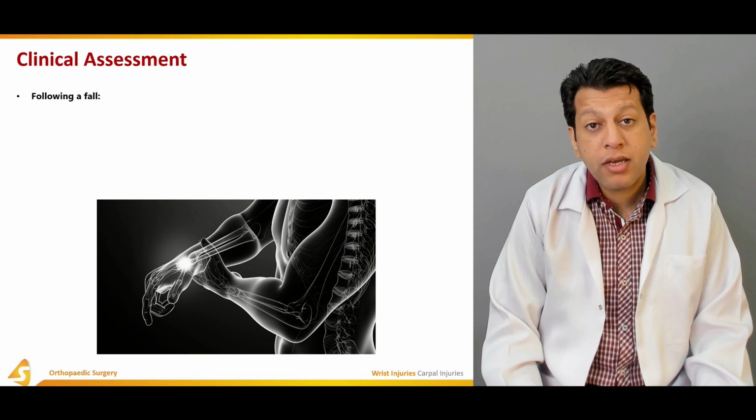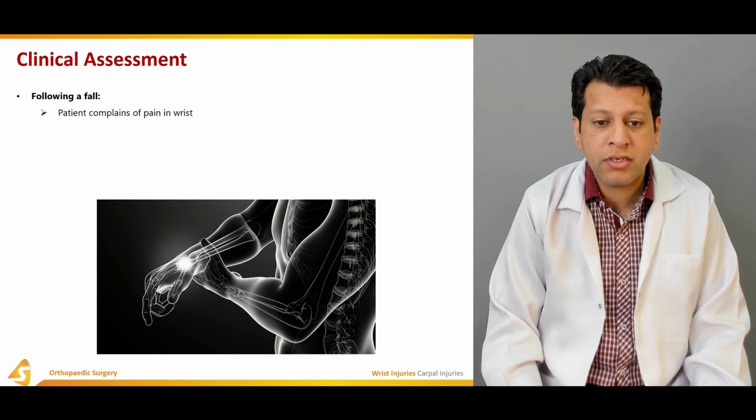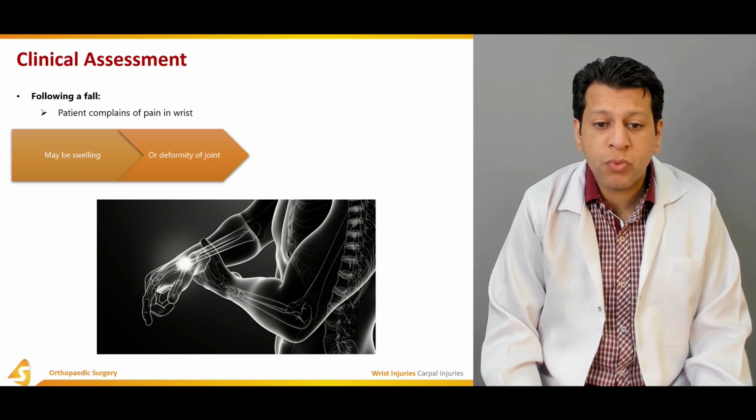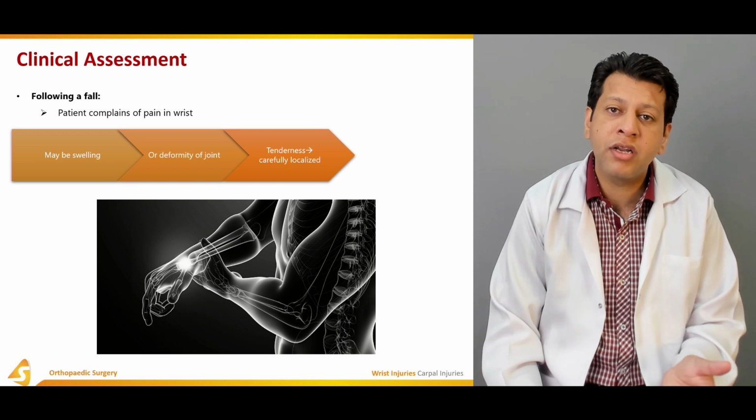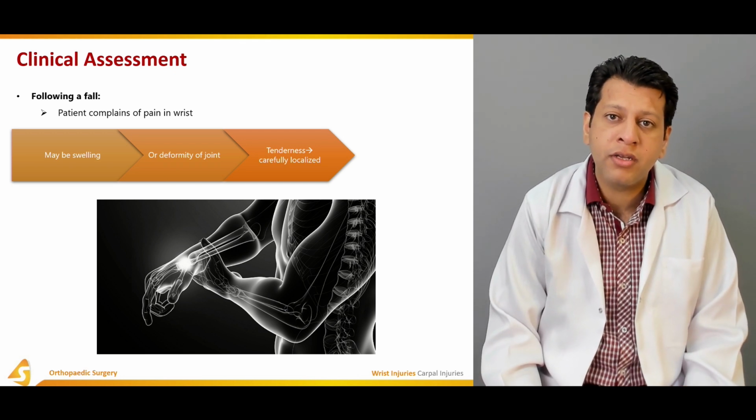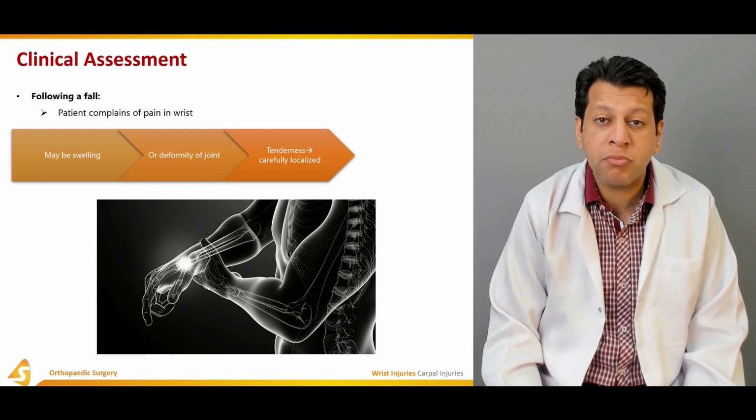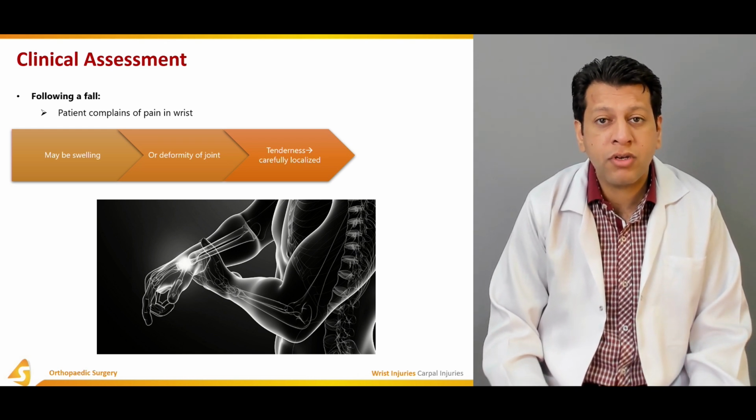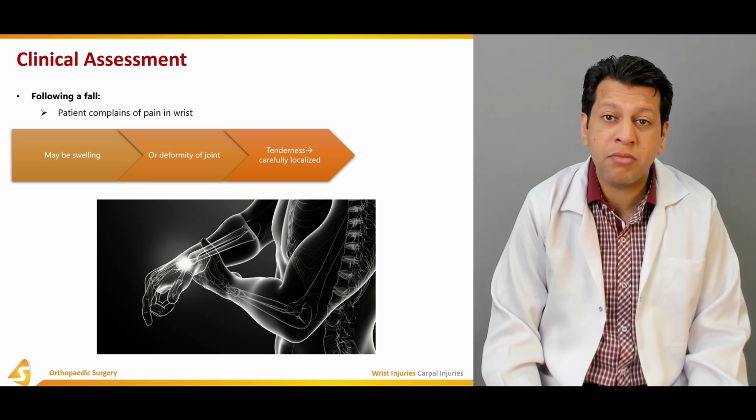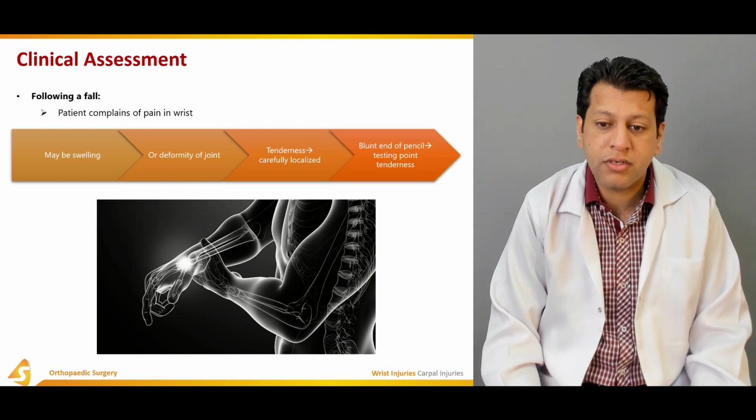Usually the most common mechanism is following a fall on an extended wrist, that is, on an outstretched hand. The patient complains of pain in the wrist, and swelling or deformity may be present as well. Tenderness usually has to be localized. If it's a radially deviated injury, then most likely the scaphoid and scapholunate ligament disruption would occur. If the pain is in the center of the carpus, most likely it's going to be the lunate. And if it's an ulnar deviated wrist resulting from a fall, that would probably rupture the TFCC ligaments and the ulnotriquetral area, which may lead to ulnar sided wrist pain.